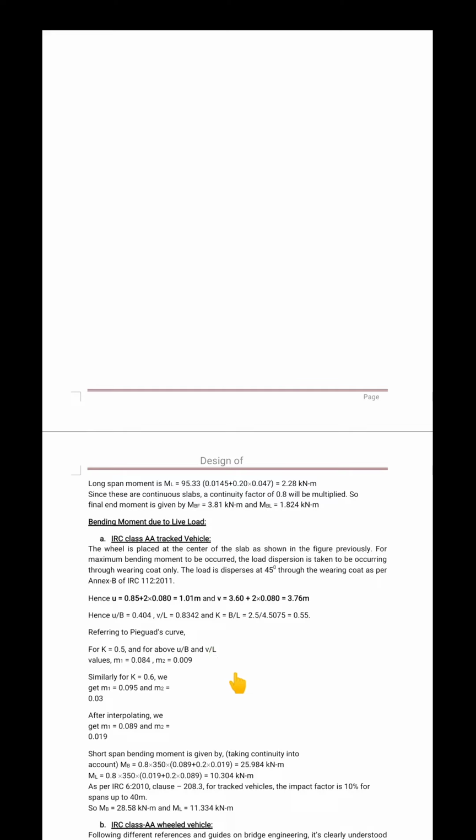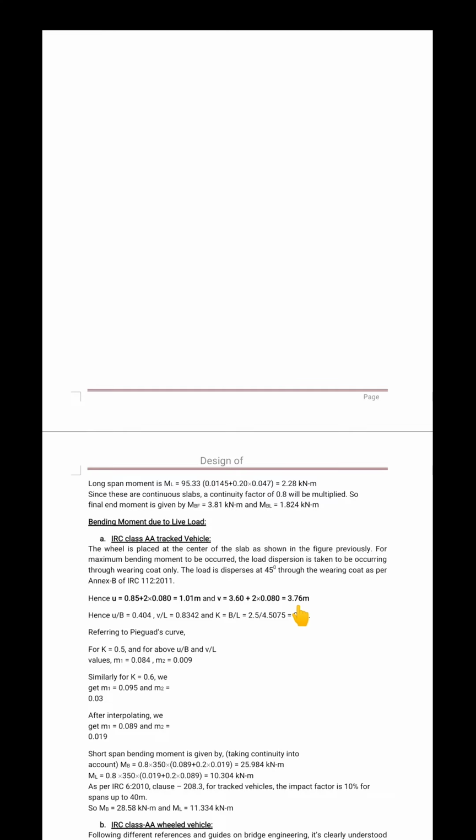So our k is equal to what? b by l. k equal to b by l. b is 2.5, l is 4.5075. So our b by l ratio is equal to 0.55. So k equal to 0.55.